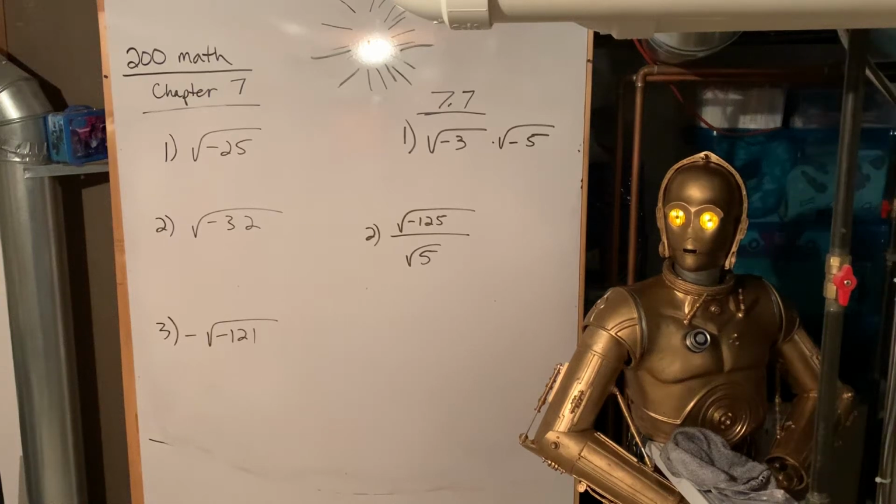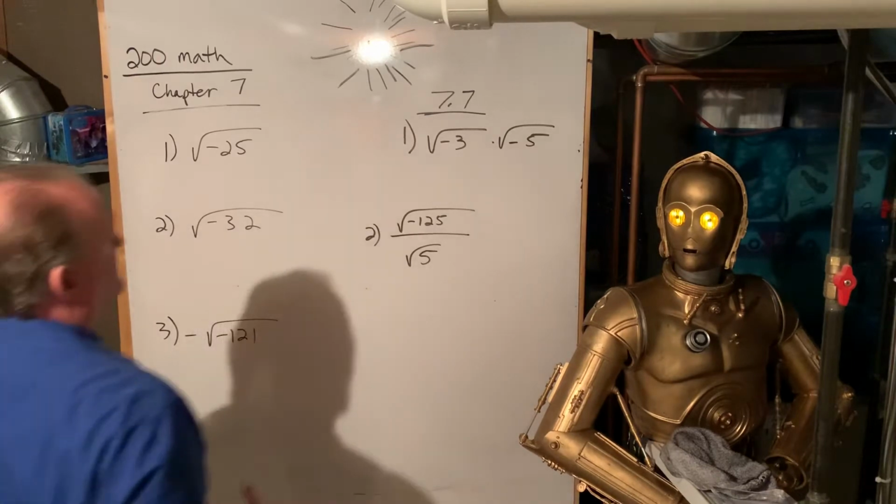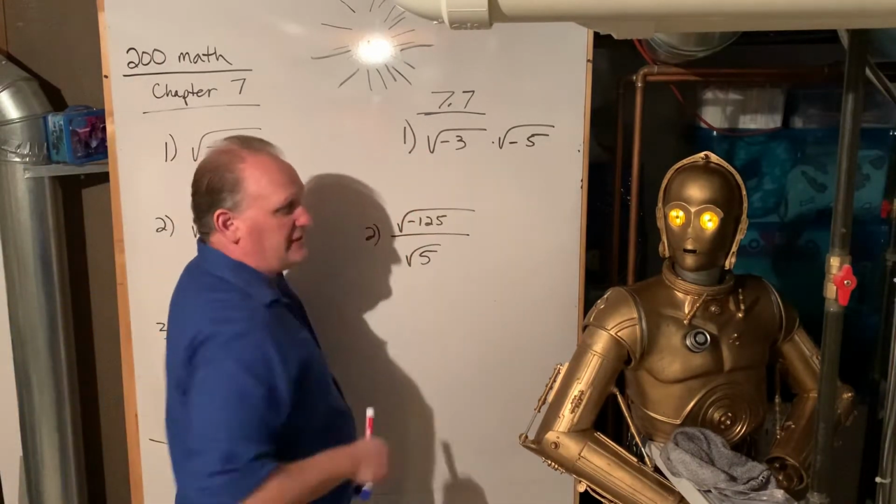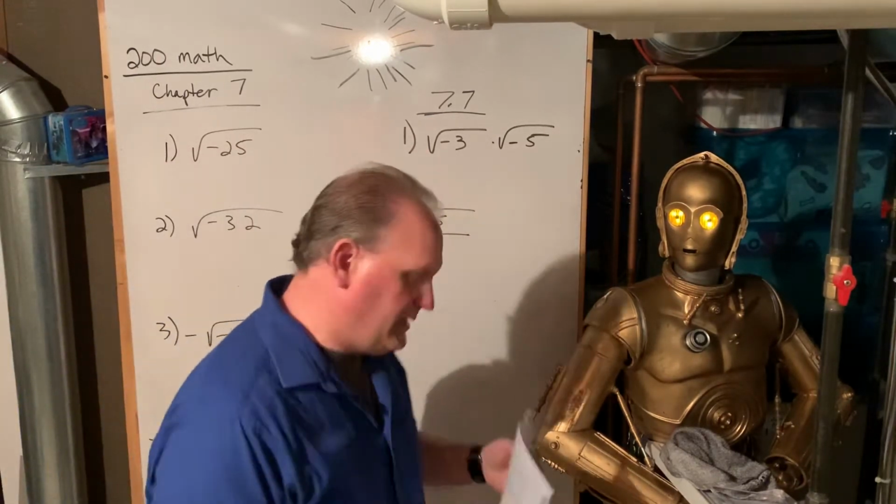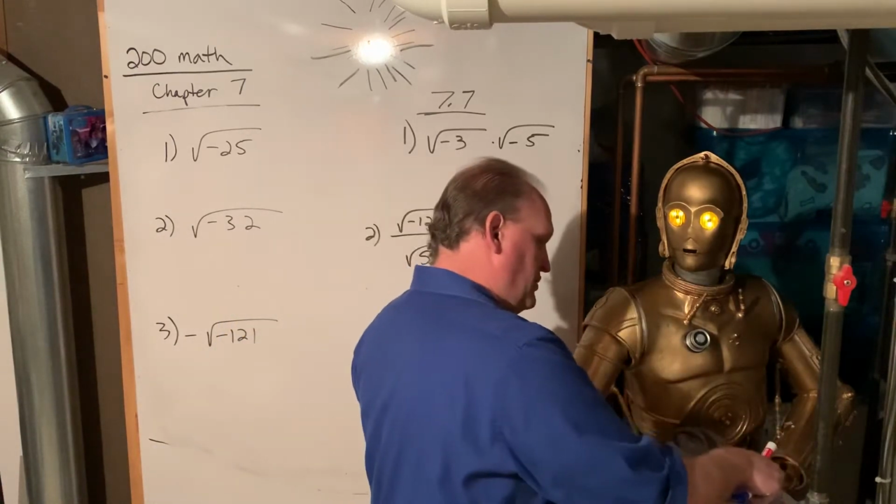All right, we're back. This is Math 200. We're looking at Chapter 7 notes. So we're going to finish it off with 7.7. I'm going to explain complex numbers to you.